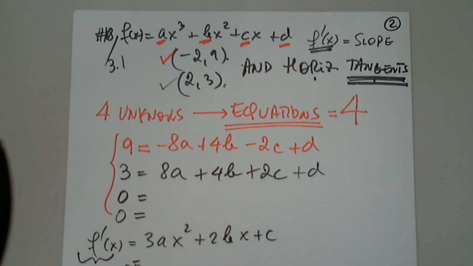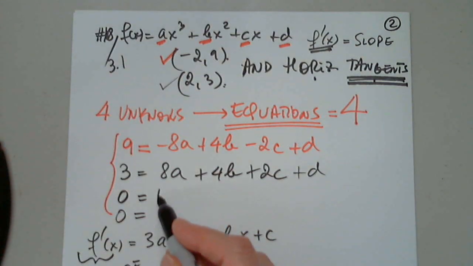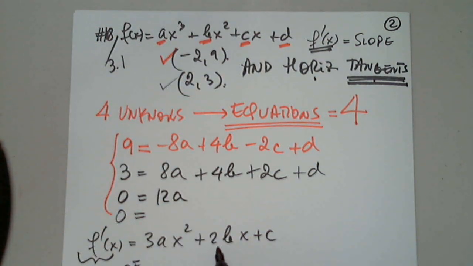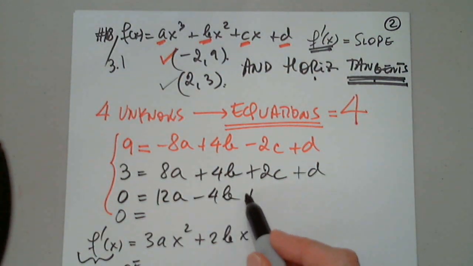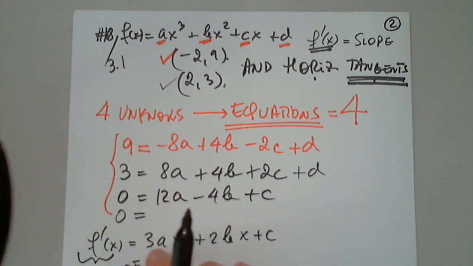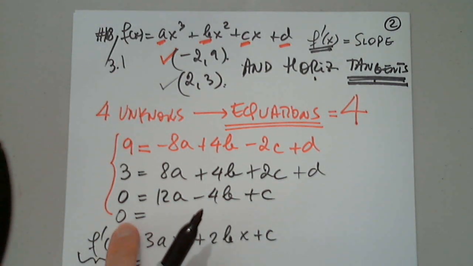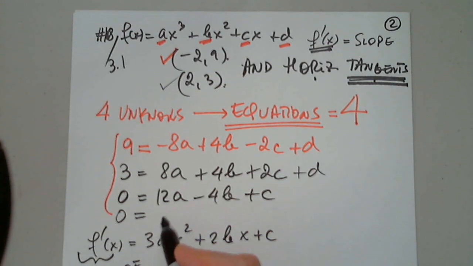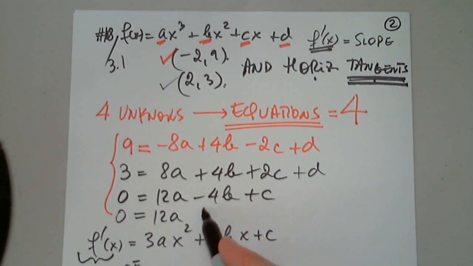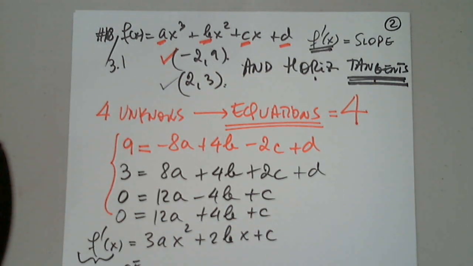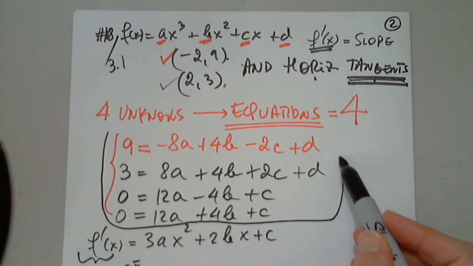So I plug in negative 2. 4 times 3 is 12a. Negative 2 minus 4b and plus c. And now in the same one, I get 0 still. I plug in 2. So this is 12a again. But now this is plus 4b and plus c. Okay. Now just algebra. From this point on, we need to solve this system.